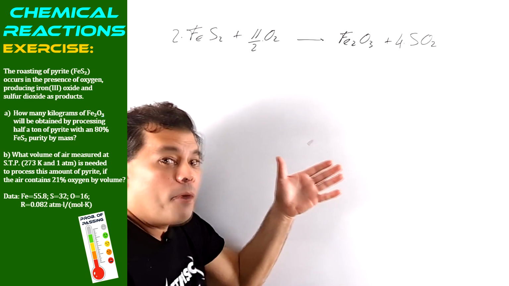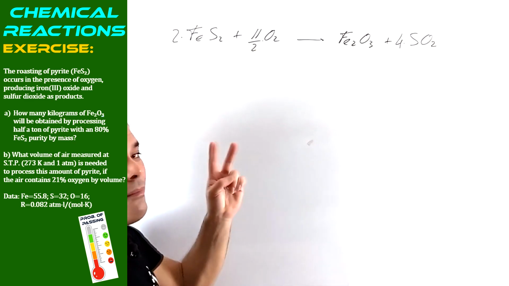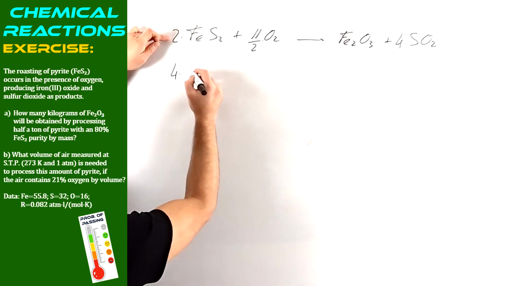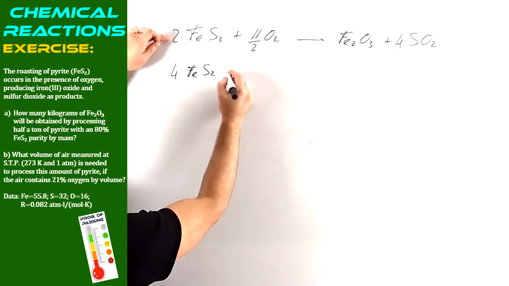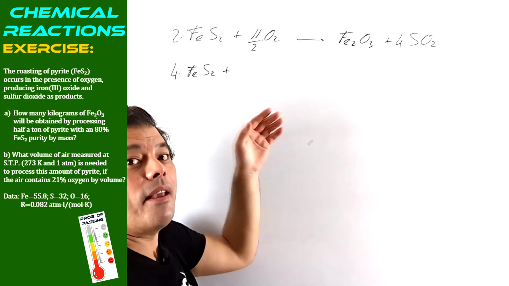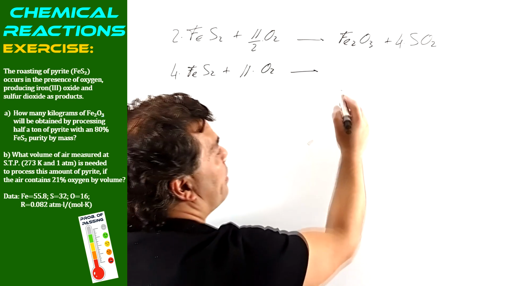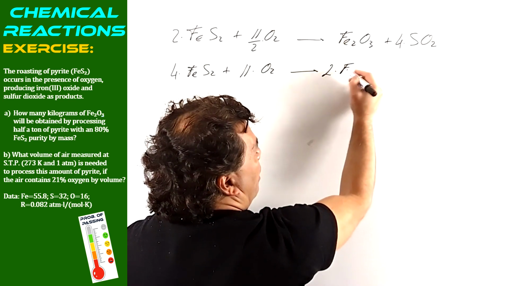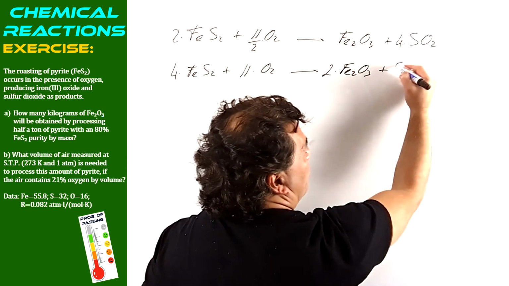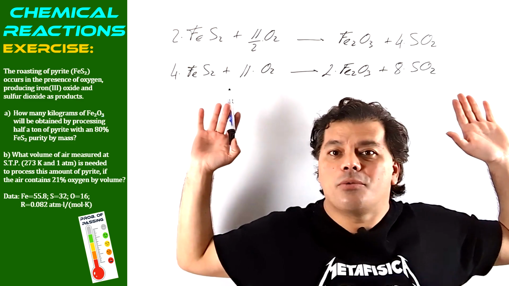But if you consider improper to work with this denominator, you can multiply all the equation by 2. And thus we have 2 times 2, 4 of pyrite, plus 2 times 11 halves is 11 oxygen atoms, 2 times iron 3 oxide, and 2 times 4, 8 of sulfur dioxide. And this is the equation we are working with.